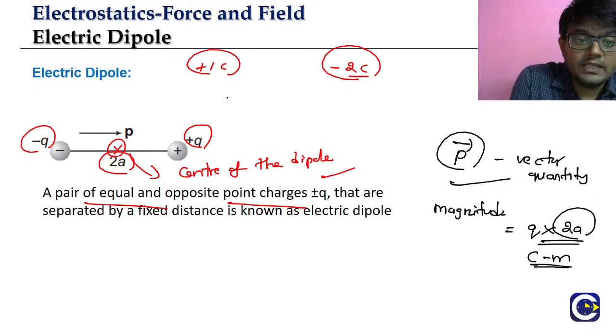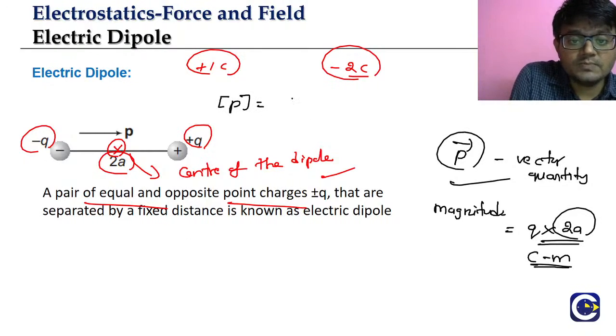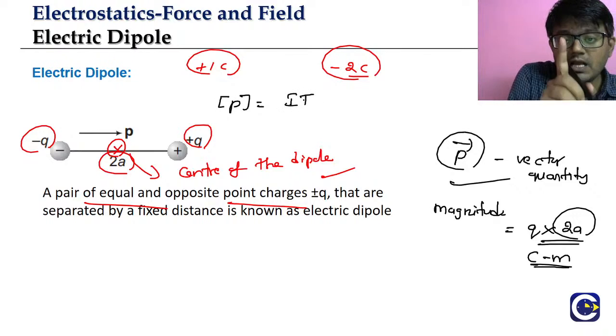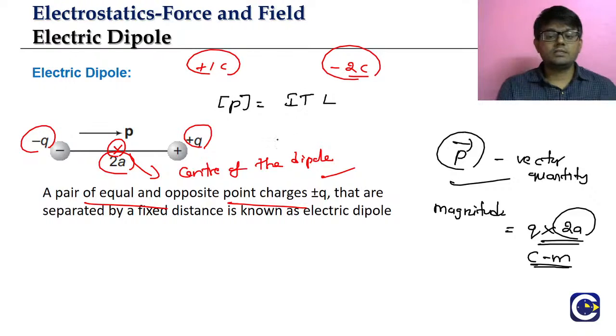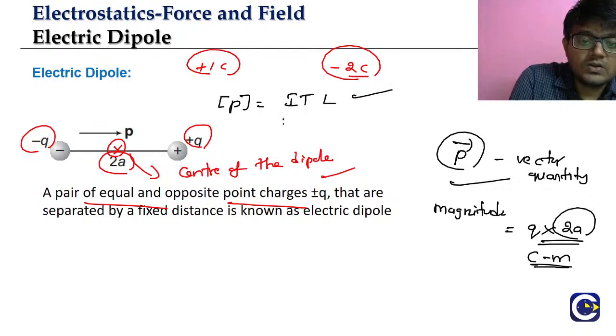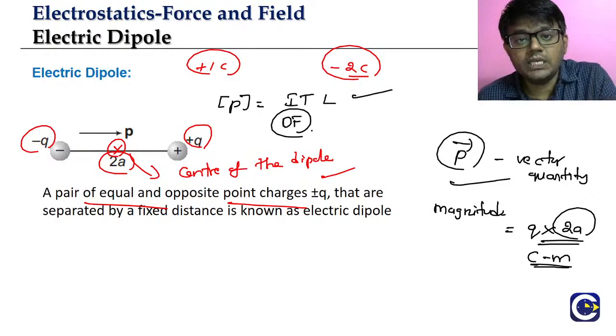எப்படி பாருங்க, dimensional formula for the dipole moment. Charge into distance தானா? Charge means I into T. I is the symbol for current, T is the symbol for time. அந்த மாதிரி into என்னது? Distance. Distance சொன்னா L. So this is what is the dimensional formula. என்னது? I into T into L.